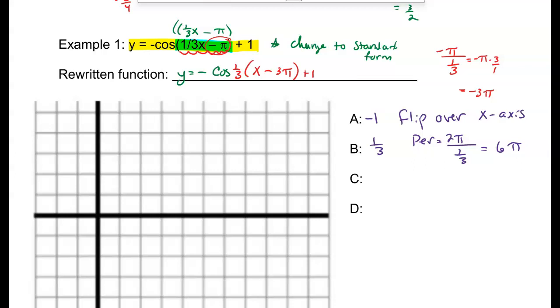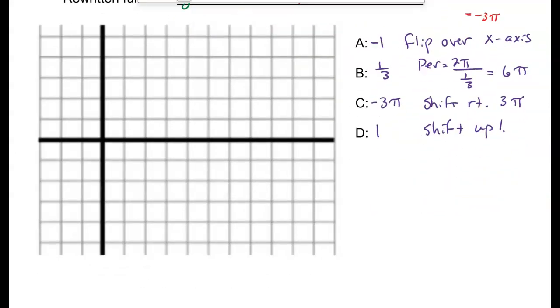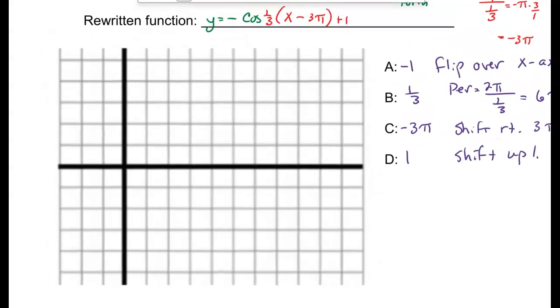Guys, what is C? -3 pi. So that means we shift right 3 pi. Give me the verbals. What's D? 1. So we shift up what? Up 1. Guys, you think we can do this? No? Yeah? All right. How could we make this pretty simple for us to graph? I'm going to leave right here this to be 1 and -1. I'm going to let that be 0. But what would be a nice scale so I know for sure everything fits?